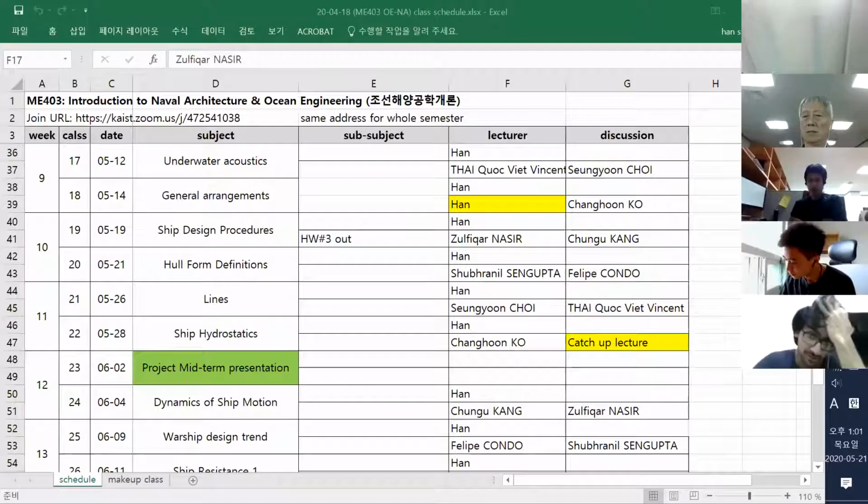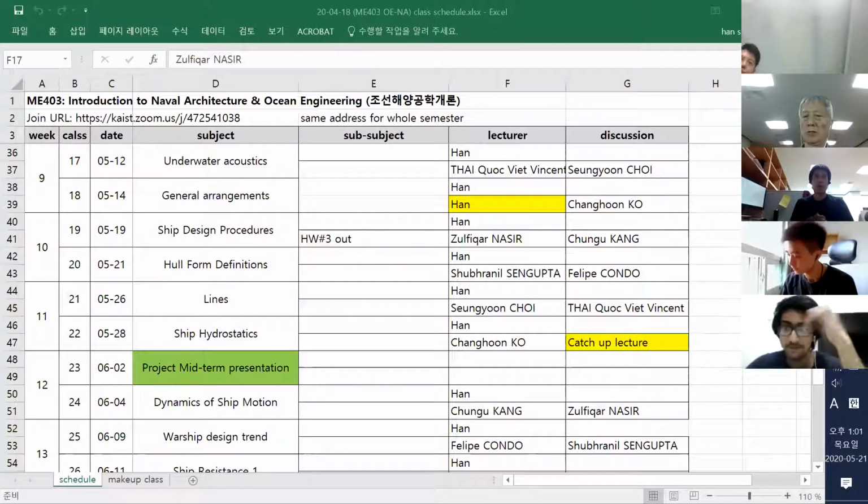Okay, let's get started. Let me share the screen. All right, here is the schedule.